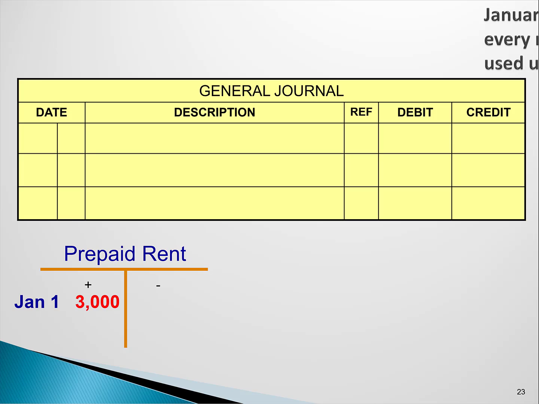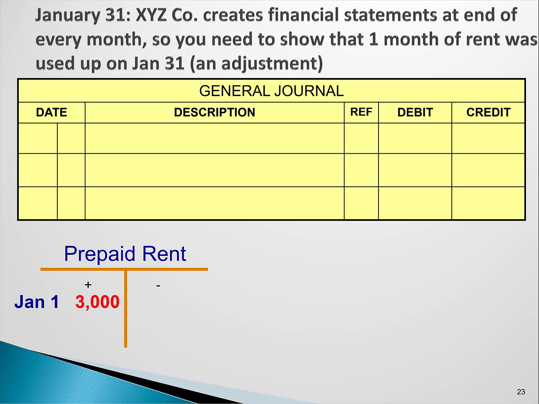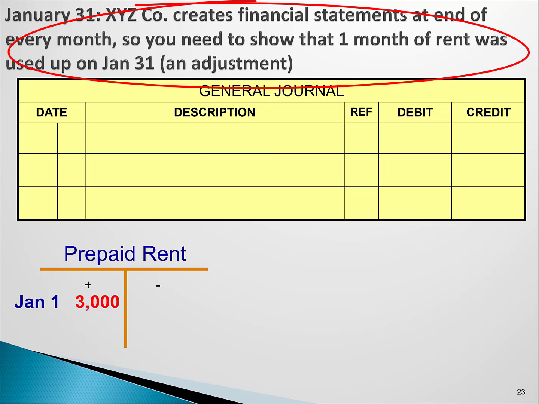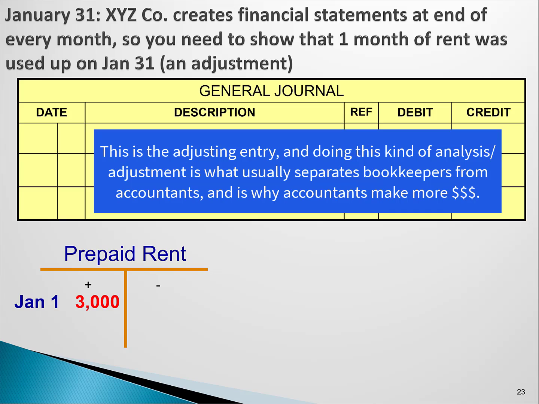It's now January 31st. XYZ company creates financial statements at the end of every month, so you need to show that 1 month of rent was used up on January 31st. This will require an adjusting entry. Where do we enter adjusting entries? In the general journal. So in the general journal, we have to have the date, so January 31st. Again, we're doing this because they're going to create their financial statements. And before we create financial statements, we have to make sure all the account balances are correct.